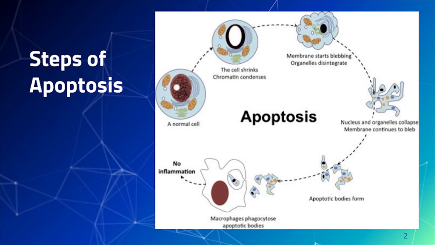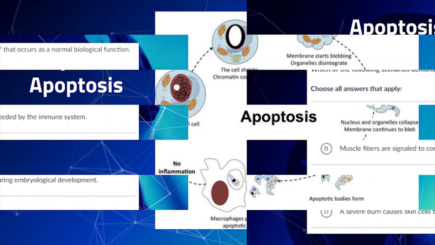First, we start with a normal cell, which then shrinks because of chromatin condensing. The membrane begins to bleb, and organelles will then disintegrate. The nucleus and organelles will then completely collapse, such as the mitochondria. The membrane continues to bleb at that point. Finally, apoptotic bodies will form, which then get eaten by macrophages in phagocytosis. This results in no inflammation, as it's programmed cell death.